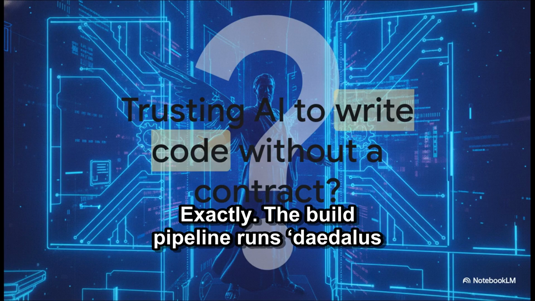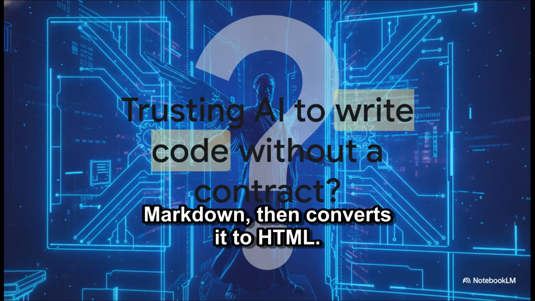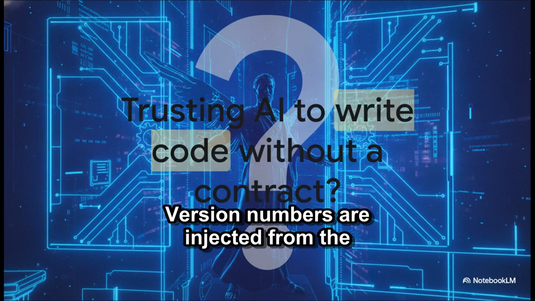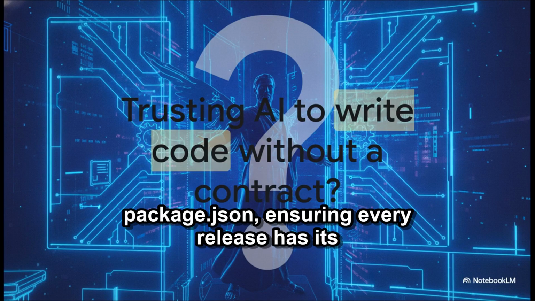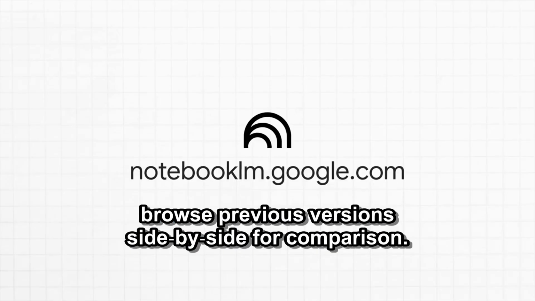Exactly. The build pipeline runs Daedalus docgen, which reads the spec, produces Markdown, then converts it to HTML. Version numbers are injected from the package.json, ensuring every release has its own distinct documentation set. Developers can browse previous versions side by side for comparison.